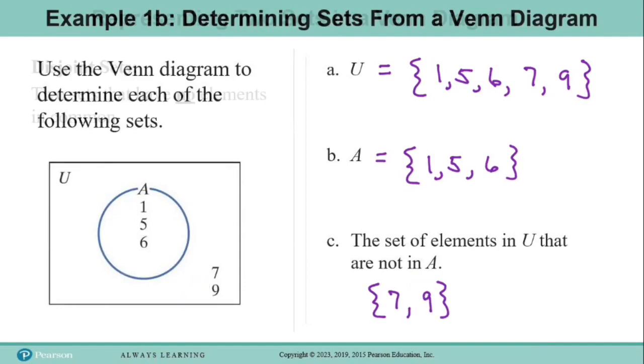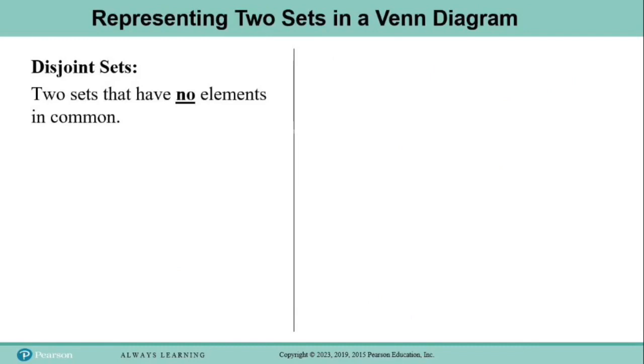Okay, now let's look at some different Venn diagrams and see what different types of set relationships look like on the Venn diagram. So one relationship we want to talk about is disjoint sets. In other words, two sets that have no common elements.